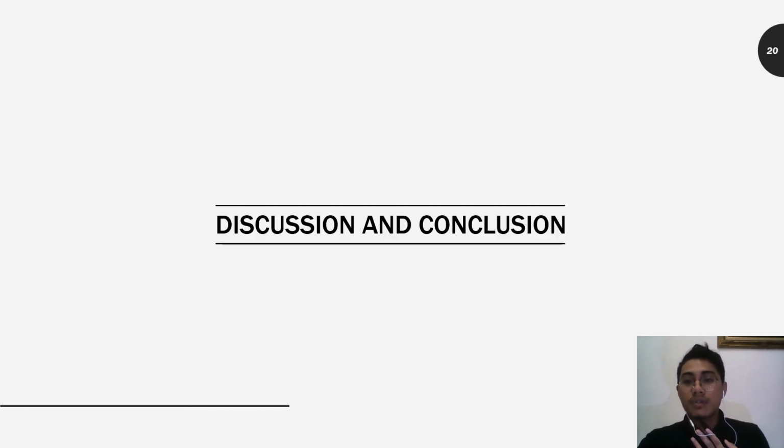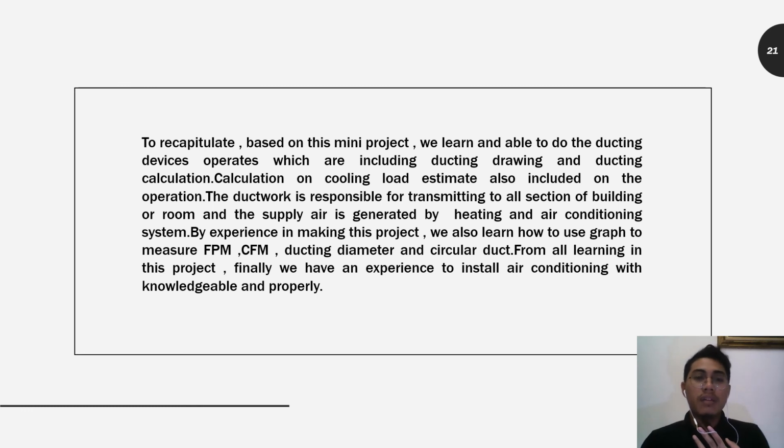Discussion and conclusion. To recapitulate, based on this mini project, we learned and are able to do ducting design, including ducting drawing and ducting calculation. Calculation of cooling load estimate is also included. The ductwork is responsible for transmitting supply air to all sections of the building or room, and the supply air is generated by the heating and air conditioning system. By making this project, we also learned how to use graphs to measure FPM, CFM, ducting diameter, and circular duct. From all we learned in this project, finally we have the experience to install an air conditioner knowledgeably and properly.